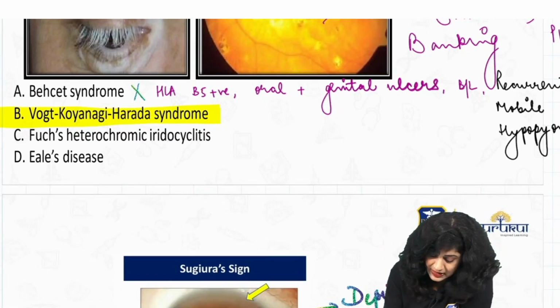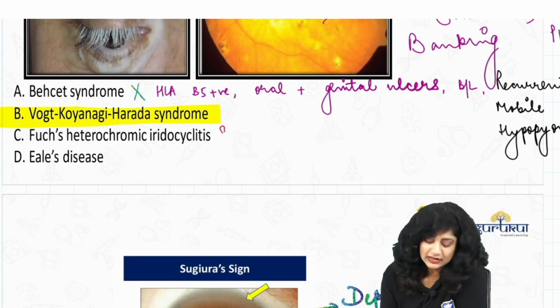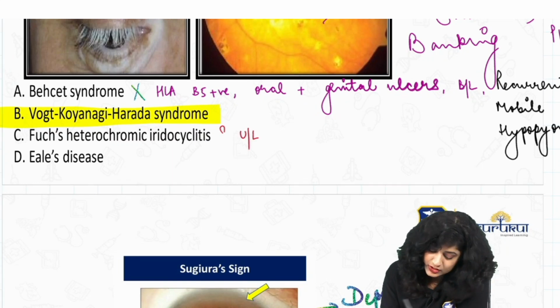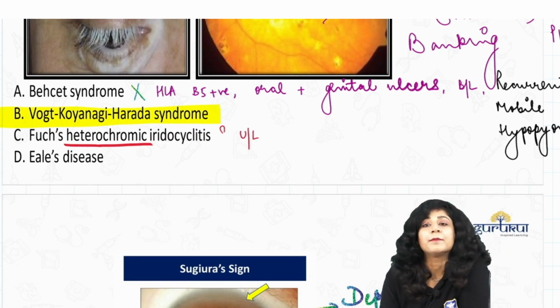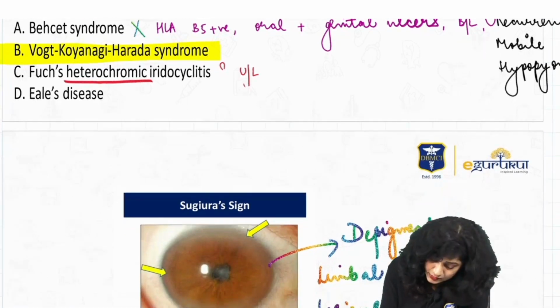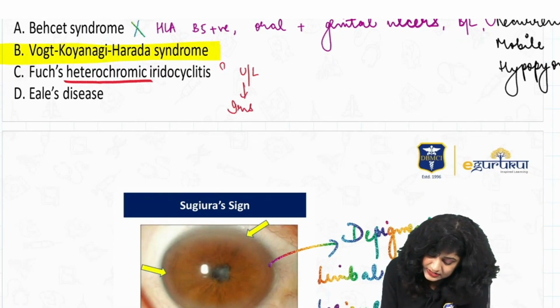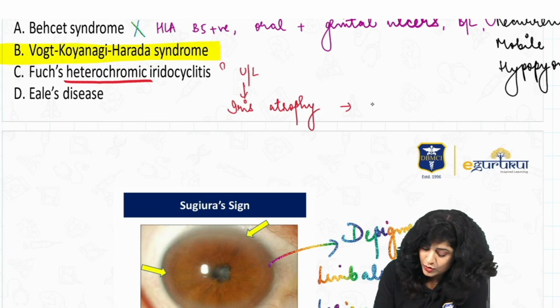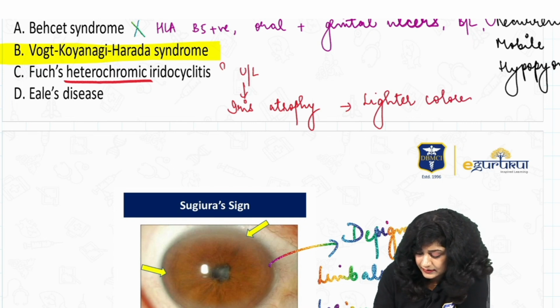Fuchs heterochromic iridocyclitis. Now what about this? Fuchs heterochromic iridocyclitis, this is a unilateral condition where you have heterochromia. So one side eye is affected. Unilaterally we have iris atrophy. Due to the atrophic patches, we have got the lighter colored iris.